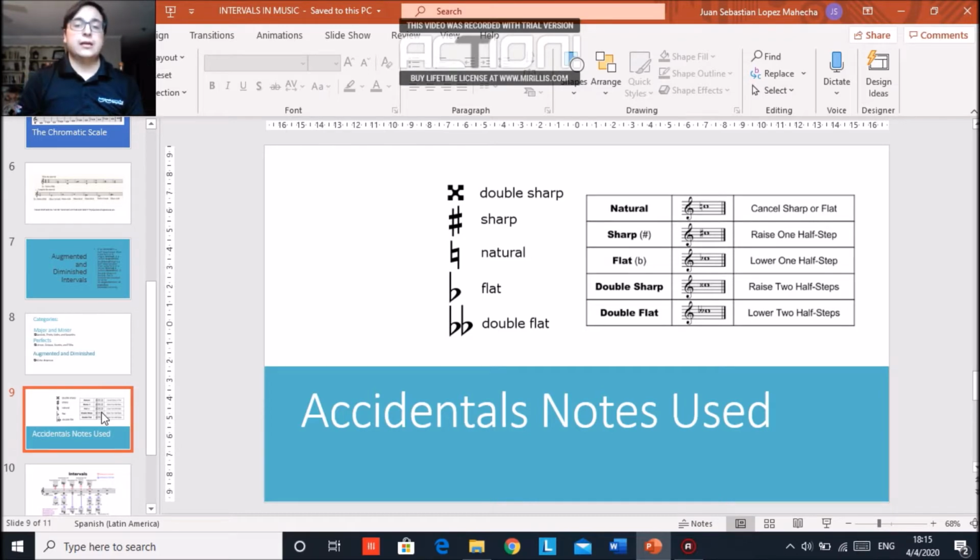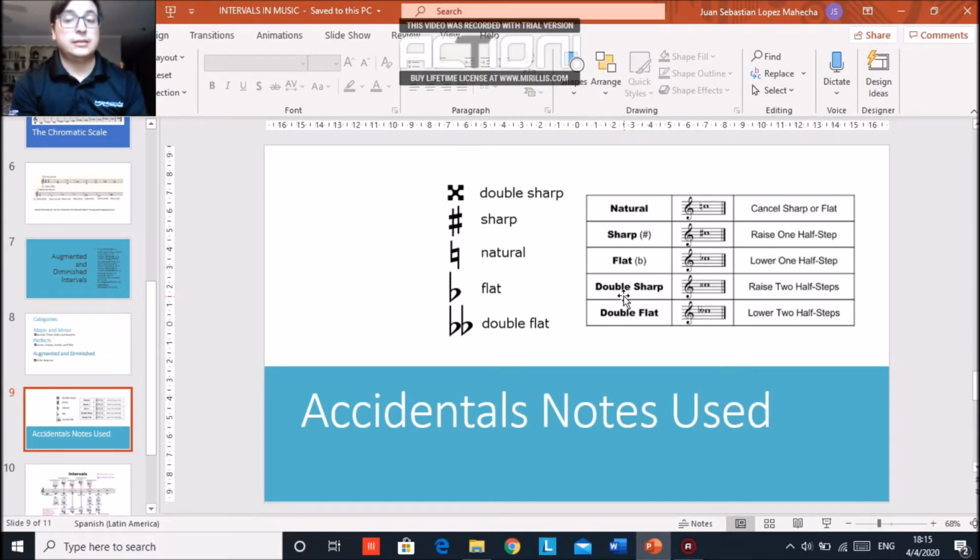Okay, here as you can see we have some other accidentals that we use very commonly in music, besides the well-known sharp, natural, or flat. Let's go to this square. If we have a natural, basically this cancels a sharp or flat. If we have a sharp, this one is gonna raise one half a step. If we have a flat, it lowers one half a step.